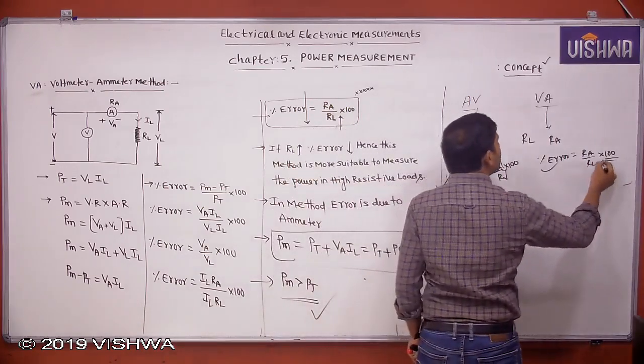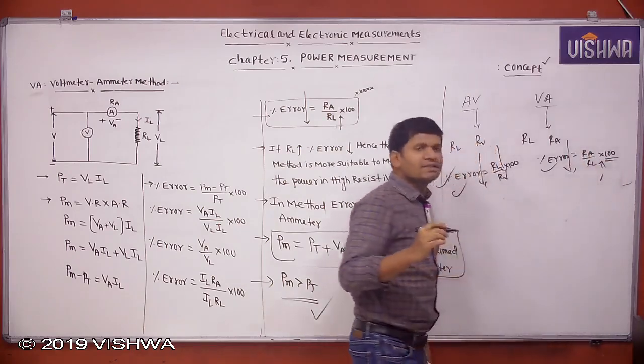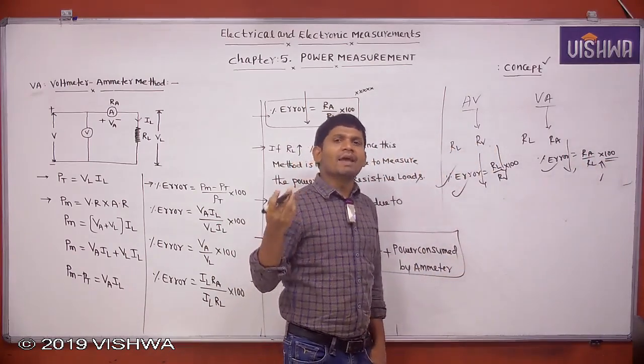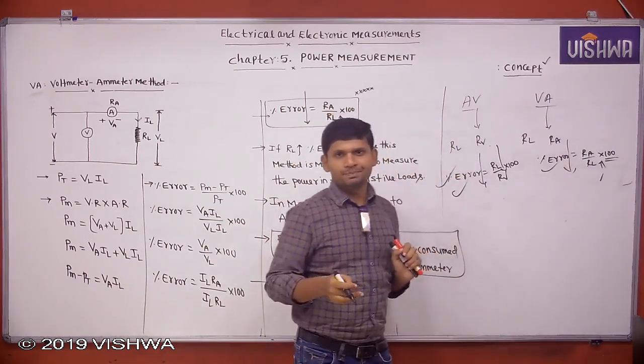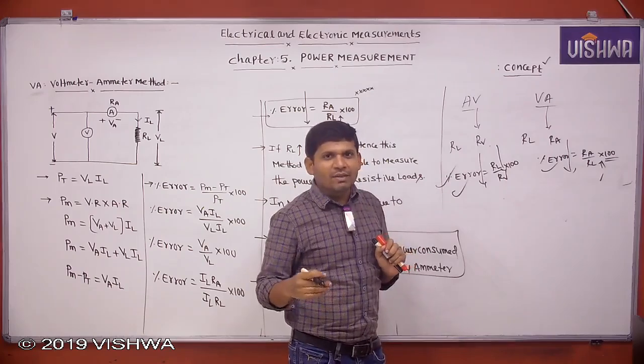If RL increases, percentage error reduces, hence this method is more suitable to measure the power in high resistive loads. The other method is for low resistive loads, then this is for high resistive loads. Then it is asked what is the measured power formula.